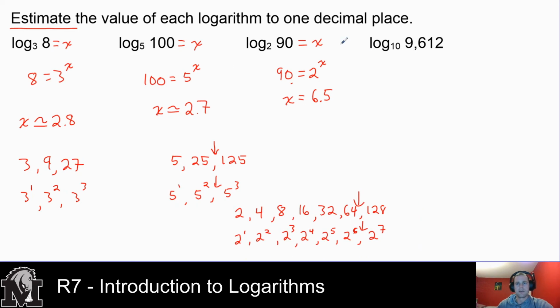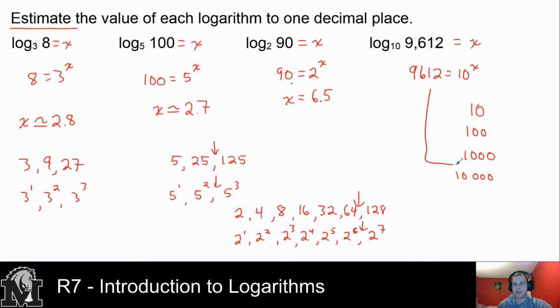And now let's try the last one. So set this equal to x. 9,612 is equal to 10 to the power x. Now I'm going to do this next part vertically because I just have the space. So my powers of 10 are 10, 100, 1,000, 10,000.